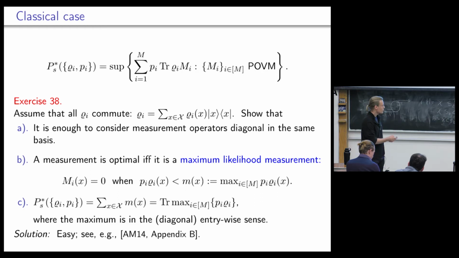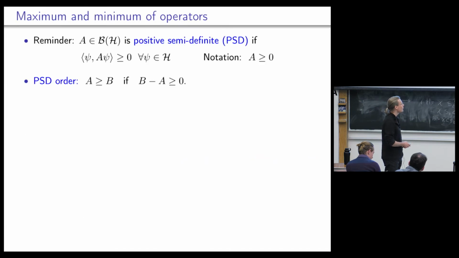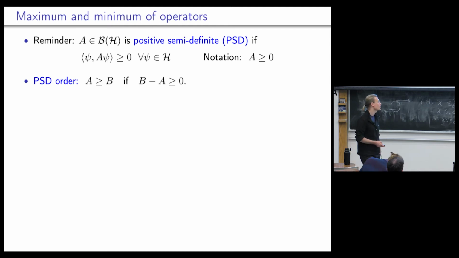Okay, so this is the classical case. We can solve the classical case completely. Now let's move over to the quantum case. So just a reminder that positive definiteness of an operator is defined by this formula. I have already used the concept before, so maybe it's a bit too late to define it, but anyway. And the positive semi-definite order means that an operator is larger than another if the difference is a positive semi-definite operator. You are probably all very familiar with this.